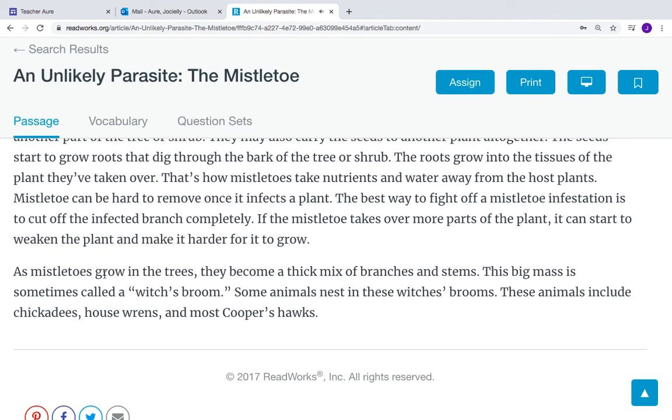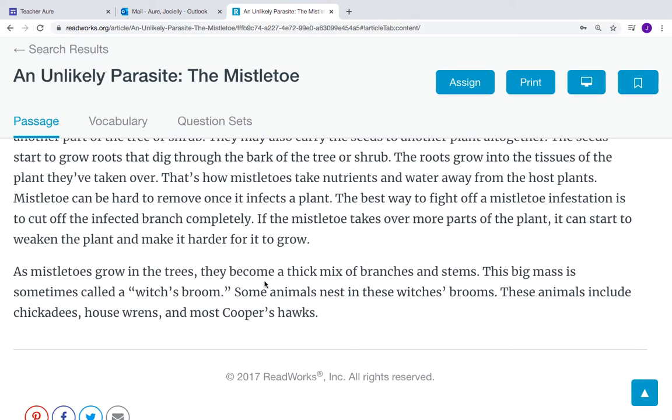As mistletoes grow in the trees, they become a thick mix of branches and stems. This big mass is sometimes called a witch's broom. Some animals nest in these witches' brooms. These animals include chickadees, house wrens, and even Cooper's hawks. So even though the mistletoe could be an infestation or an infection, it seems like it can provide homes for some animals once it becomes overgrown.